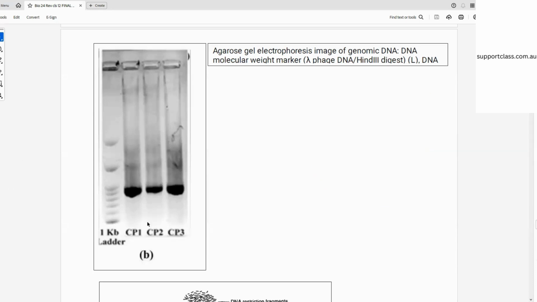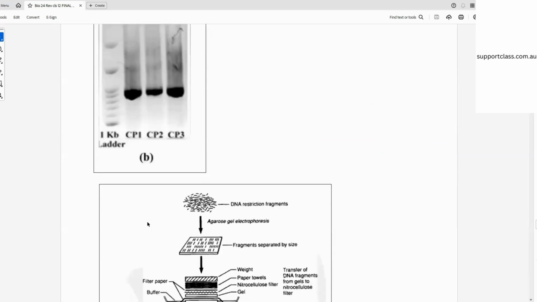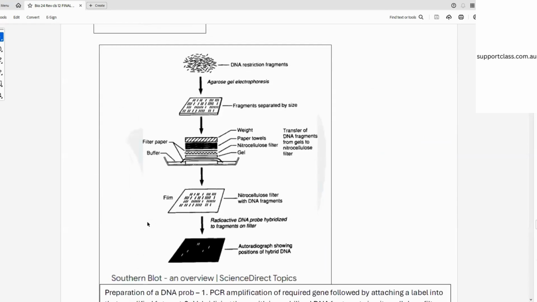Let me summarize what Southern blot is, so then you can understand exactly how we do that. Otherwise, you have to memorize the steps to find out the DNA fragment with the insert. But if you know what Southern blot is, it is very easy to remember that. Right? So okay, this is our gel.